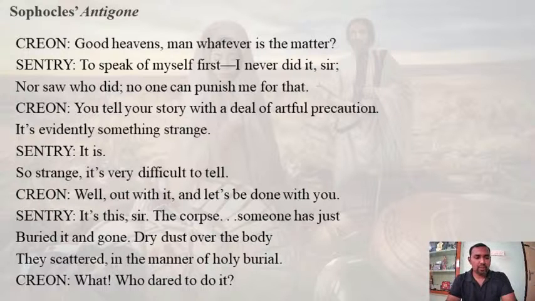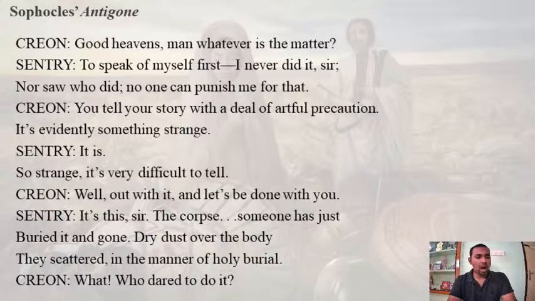Creon. You tell your story with a deal of artful precaution. This is King Creon's response to whatever that sentry said. You are detailing the events with an artful precaution. You are trying to be cautious. It's evidently something strange. The news that you are trying to communicate, it's strange. I presume that. Sentry. Strange it is, very difficult to tell.